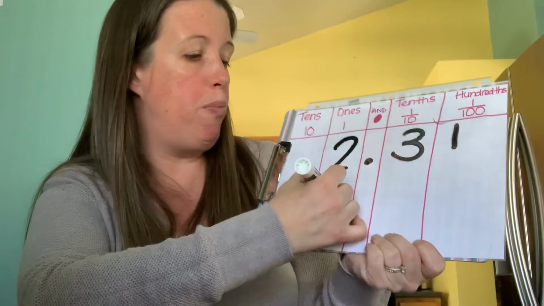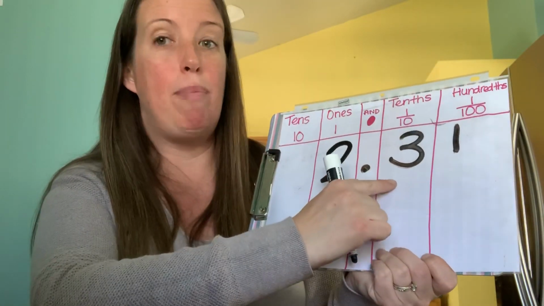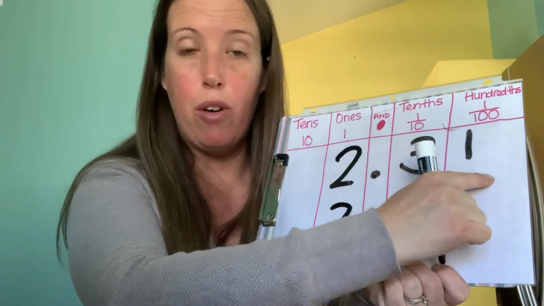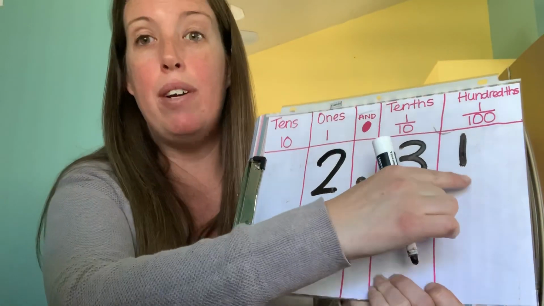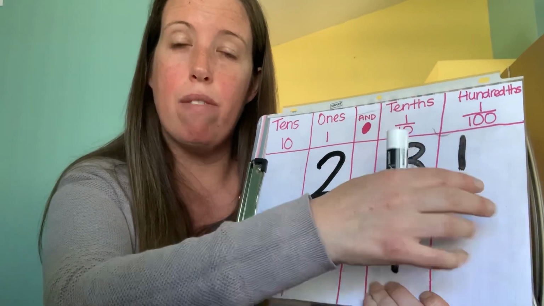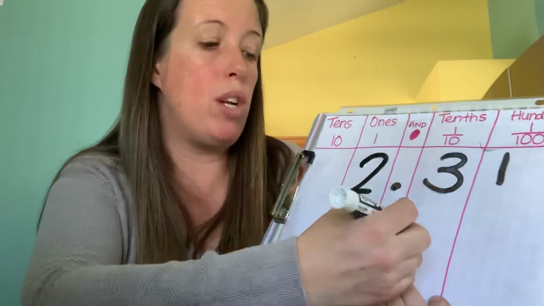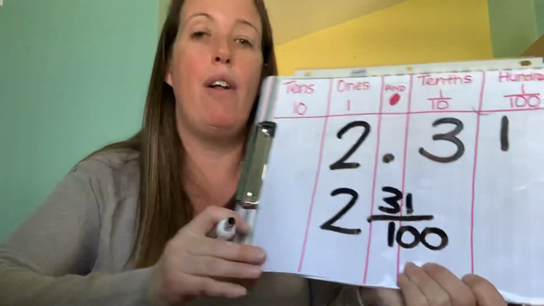That would be 2. And then my fraction would be 31 as my numerator. And my denominator is where does the value of this number end? In the hundredths. So that's my denominator. 2 and 31 hundredths. Okay, so that's today's lesson.